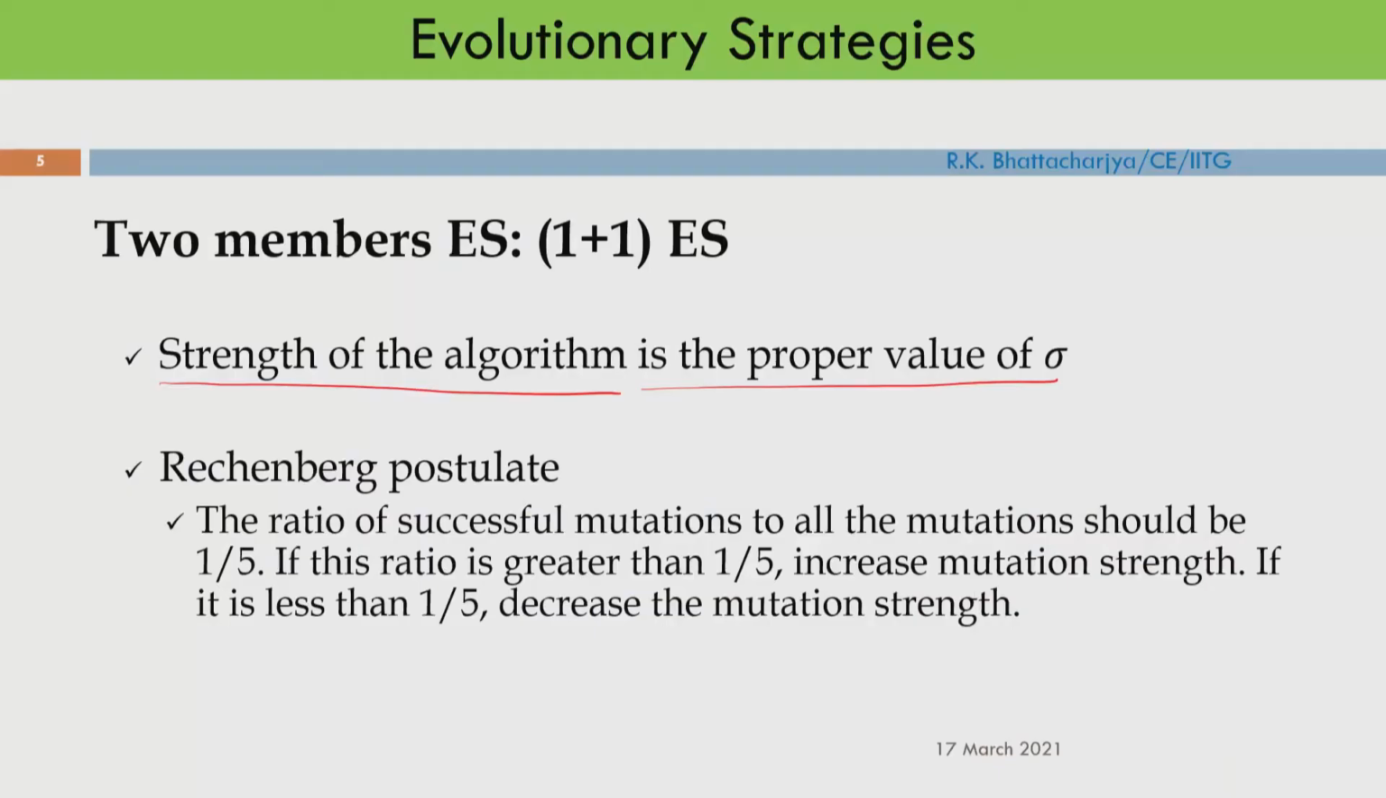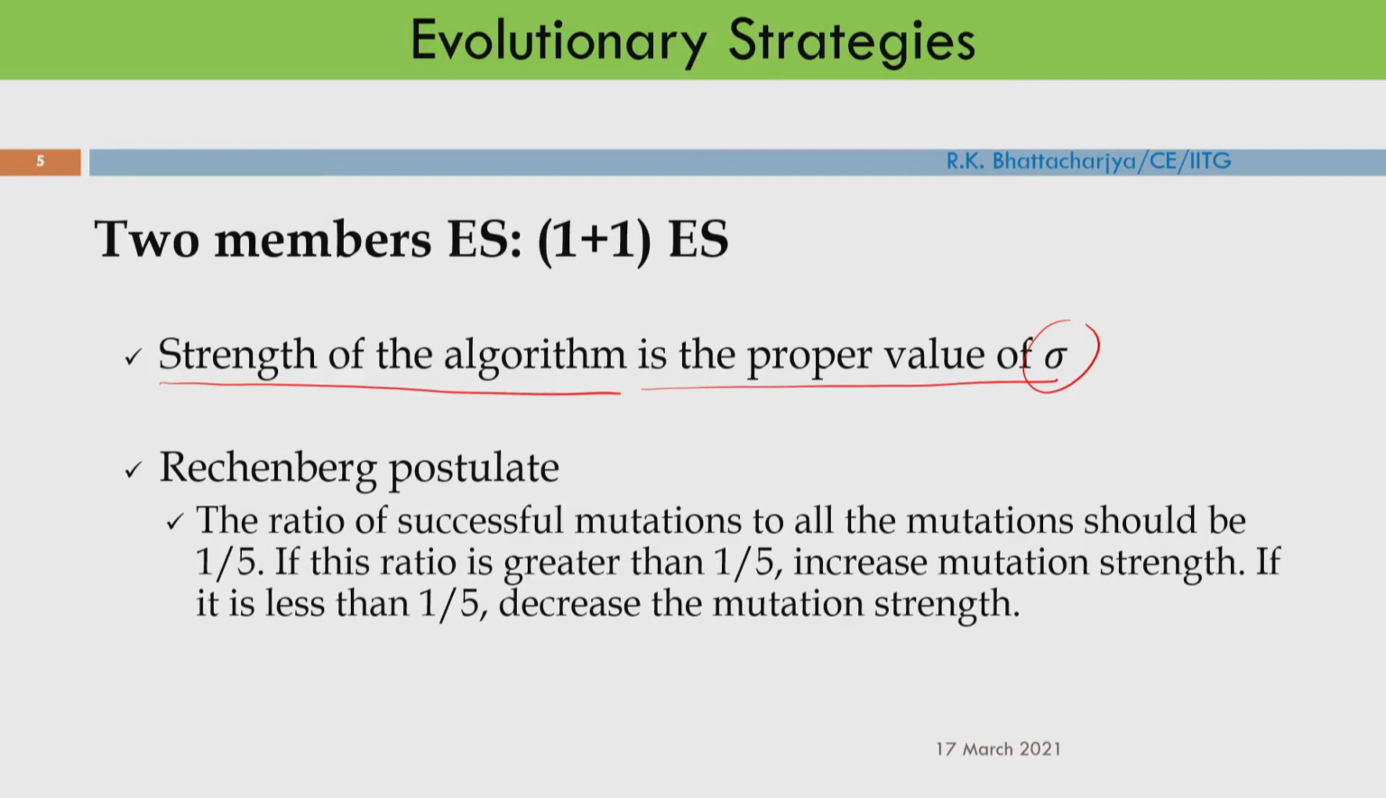On the other hand, if your sigma is very large, then you may not be able to converge at the optimal solution. Therefore, if you are away from the optima, you have to use a large sigma value, so that you reach the optimal solution very quickly. But once you are reaching the optima, then you should reduce your sigma value. Then you get the optimal solution, otherwise you may not. Therefore, the strength of the algorithm is the proper value of sigma.